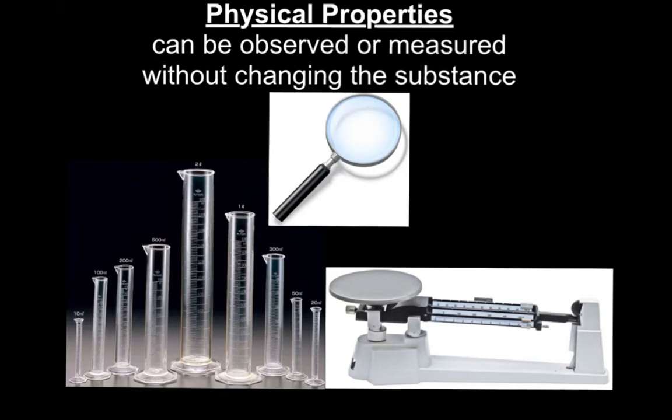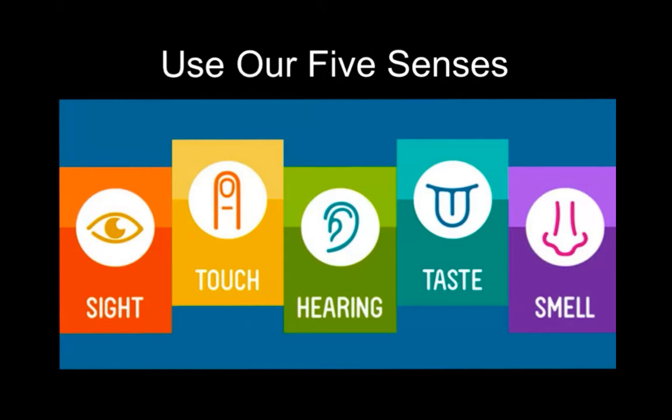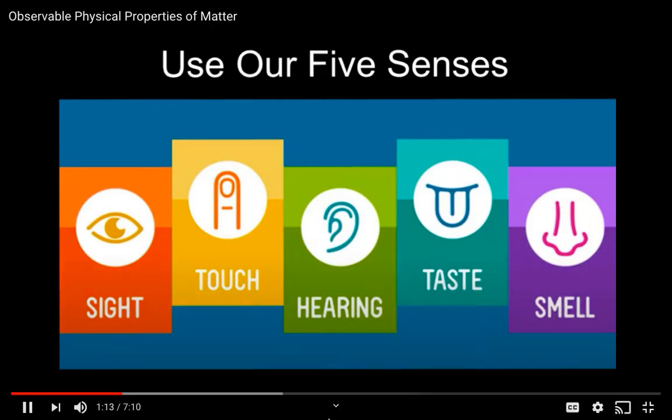Now that we know that matter is anything that takes up space, meaning it has volume, and it has mass, now we need to understand what physical properties are. Physical properties are anything that can be observed or measured without changing the substance. Today we're only going to focus on those observable properties of matter. To identify our observable physical properties of matter, we have to use our five senses. We're not going to use really any other special tools, just what we've got.